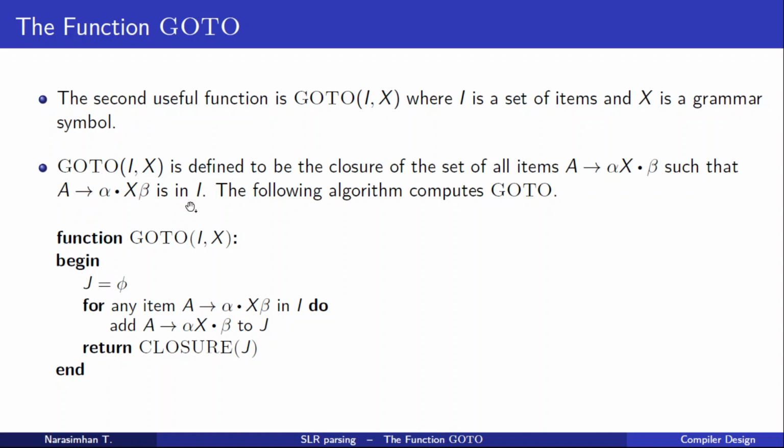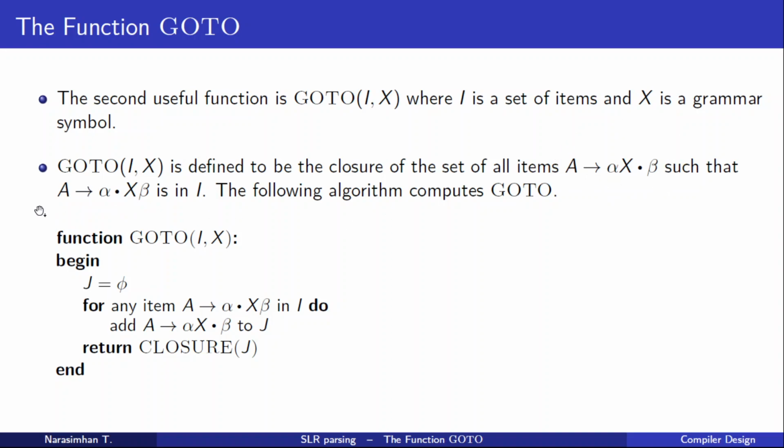So let us understand this. You have the set I, that is, you are in a state corresponding to the item set I. You have an item of the form A gives alpha dot X beta. That means you have dot to the left of X, so you are yet to read X. If you read X in that state, where will the dot move to? It will be moved one position to the right. So it will be like A gives alpha X dot beta. So you get a new item here.